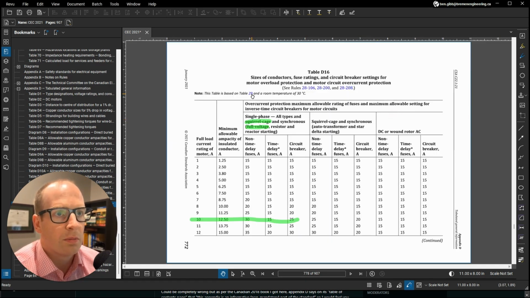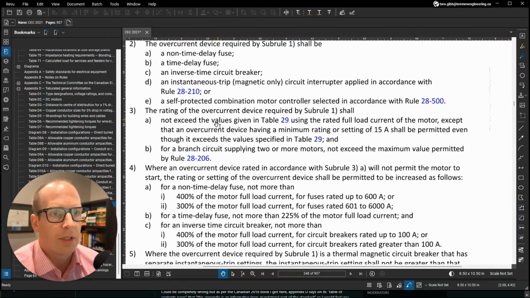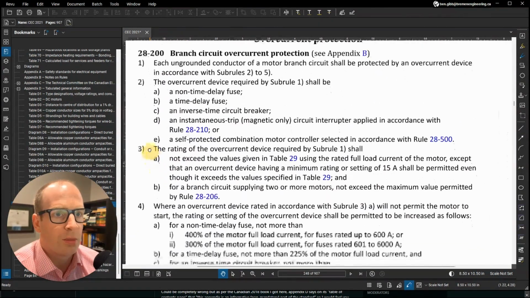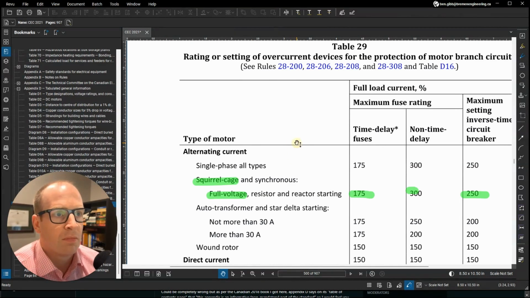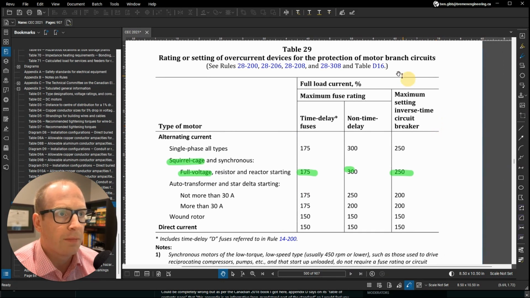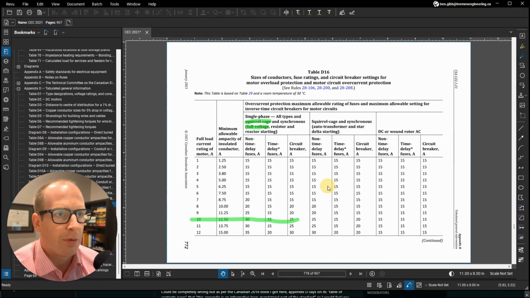All right, so in summary, for selecting an overcurrent device for a motor, we're looking at 28-200 subrule 3, which says do not exceed Table 29. Table 29 gives us percentages based on time delay, non-time delay, or circuit breaker. And Table D16 does the math for us.